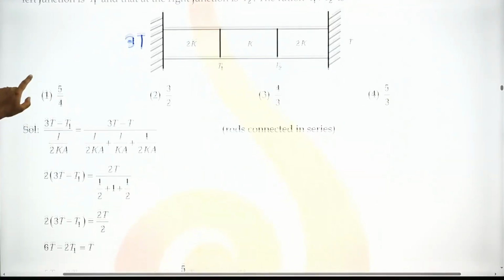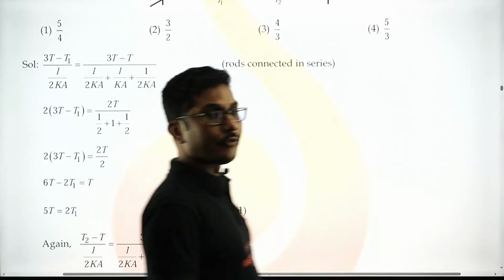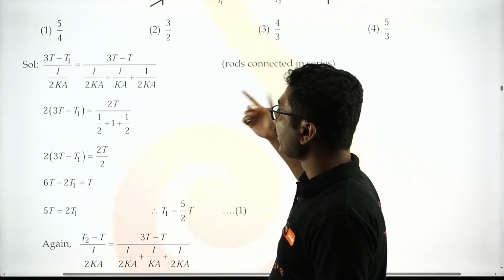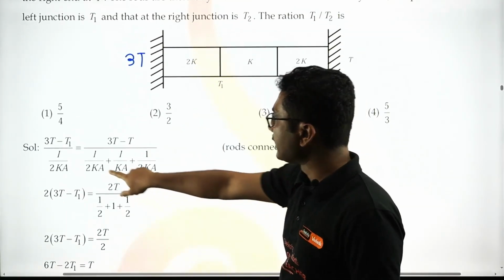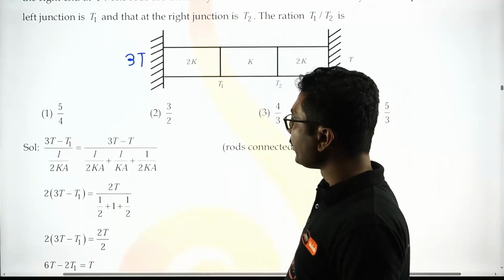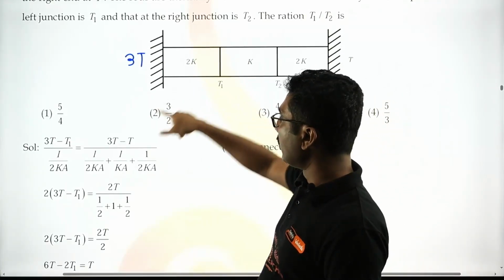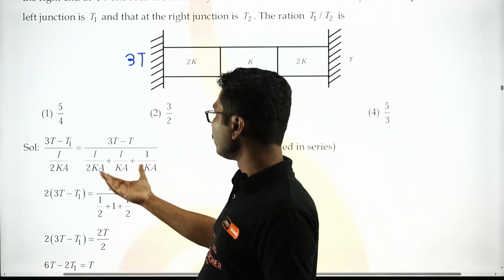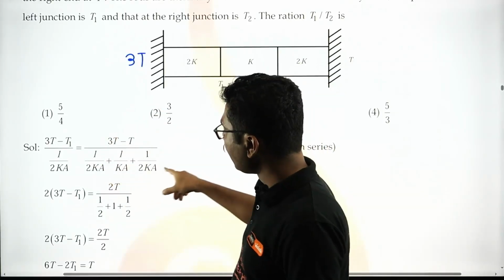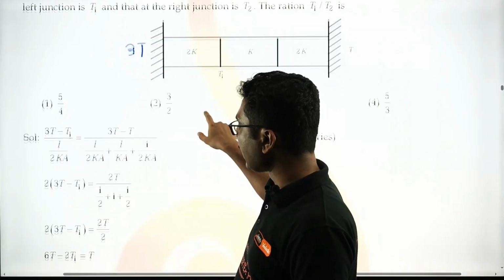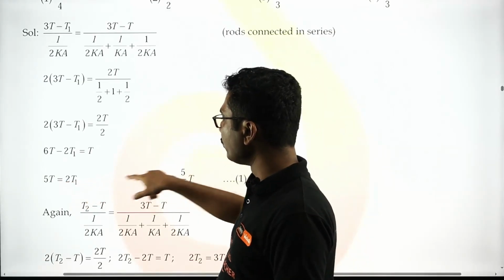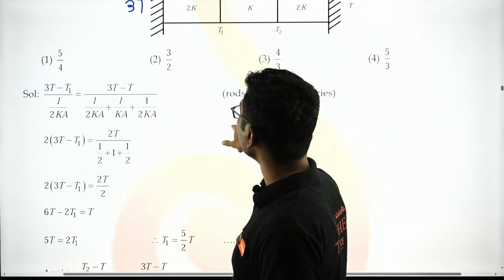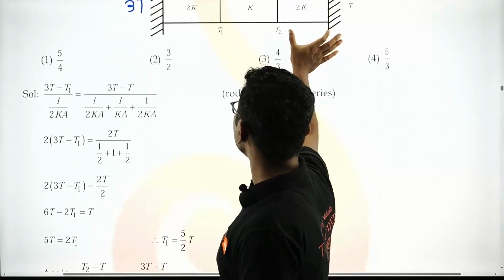First of all, you have to calculate the heat that flows through the first end, which has to be the same as the heat that flows through the second end. So the total heat flow is for a series combination of conductors: 1 by 2Ka plus 1 by Ka plus 1 by 2Ka, that is the equivalent conductivity of the entire system. From there you get the relationship 5T equals 2T1, and the same relation using T2. You can calculate any one of them. This one is for T1, this one is for T2.